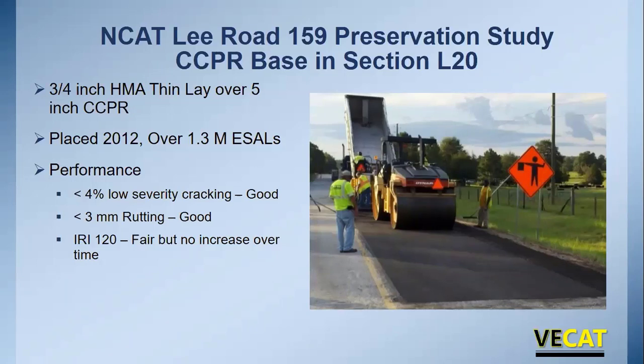And the performance has been really good. It has less than 4% low severity cracking in it, less than 3 millimeters of rutting. The IRI is a little high, but with a series of 50-foot test sections all down the road, the IRI is high. But the important thing is there's been no increase in the roughness or the IRI with time. So the section is performing really well with just a 3/4 inch thin lay on it for light traffic.